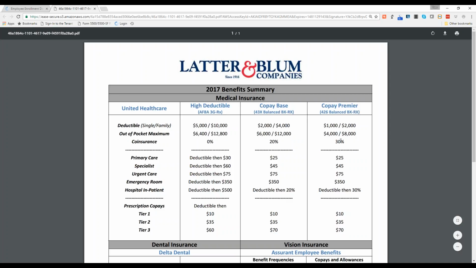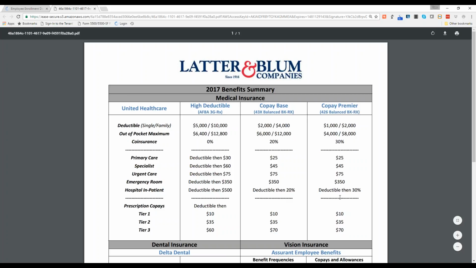If I had that same $5,000 hospital procedure and I was on the Premier plan, I'd pay a $1,000 deductible, and then I'd pay 30% of $4,000, the balance, and so that's another $1,200. So I'd pay $2,200 for that $5,000 hospital stay, and that $2,200 would go towards my out-of-pocket maximum of $4,000.